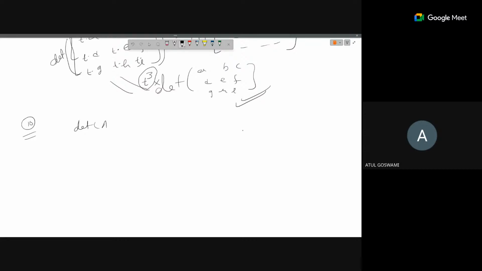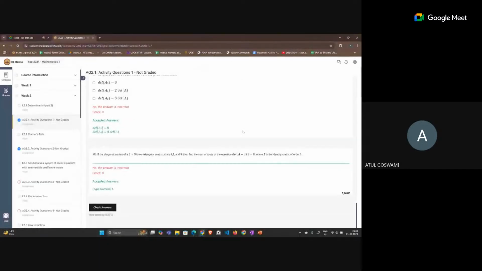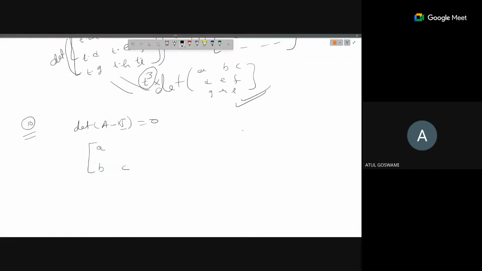Determinant of A minus xI equals 0. So what is this? A is a lower triangular matrix, right? So what is A? I'm assuming A, B, C, D, these are 3 by 3. Lower triangular means these entries are 0.